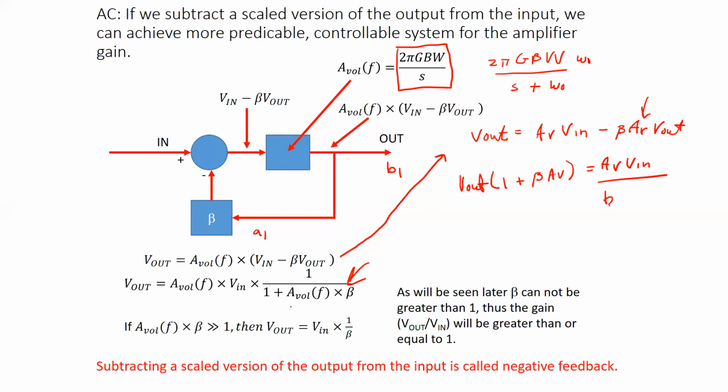Now again, this might change with frequency, but if this term is bigger than 1, we get back V out over V in equals 1 divided by beta, which would give us our non-inverting op-amp configuration. All right. So even though this might change with frequency, what this is saying is that at some frequency, this might not be bigger than 1, and then this relationship won't hold.